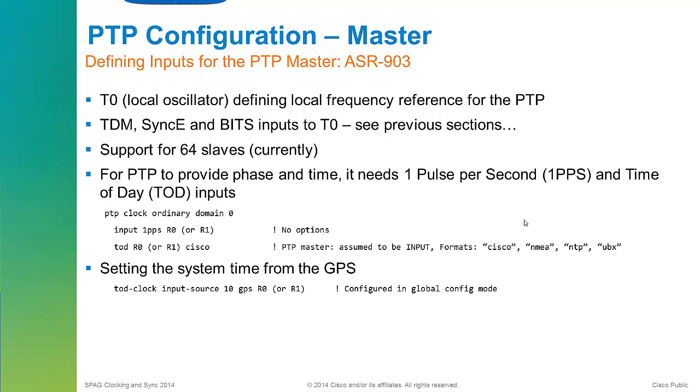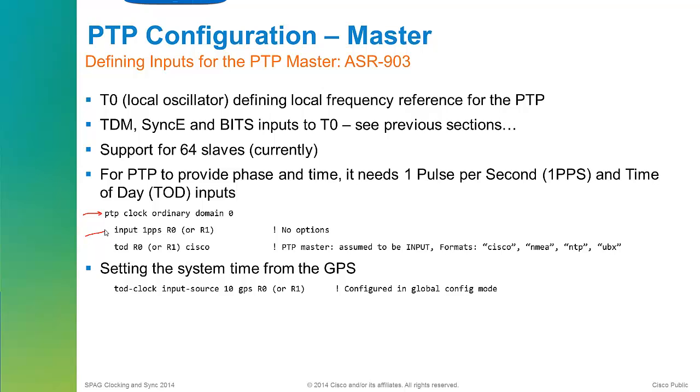On the 903, I said we need a clocking license for boundary clock and master clock, so you do need a license to run it as master. It supports up to 64 slaves, and we're looking at 128, but it's certainly been done for 64. And of course, as we've seen, we need phase and time inputs, so we need one pulse per second, and time of day inputs. Similarly to the 901, we just define the PTP clock as ordinary clock.